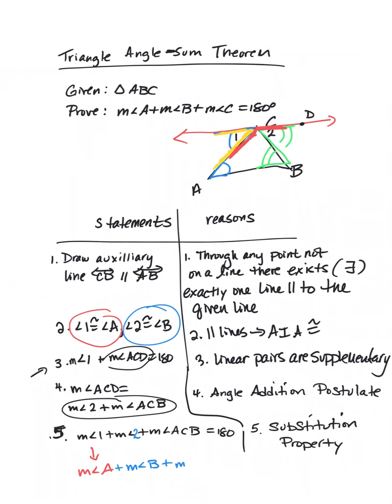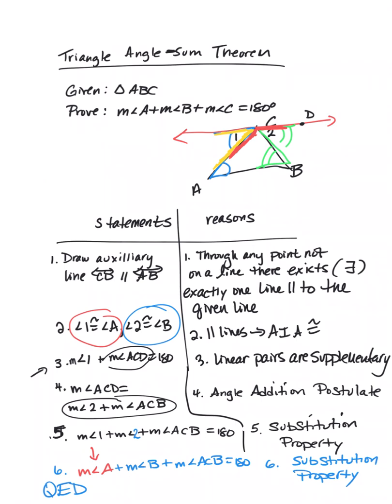And then we have the measure of angle ACB equals 180. And that is literally proving that the sum of the three angles in any triangle must add up to 180. And that's substitution property. Quod est demonstratum, that which you set out to prove, you have thus proven.